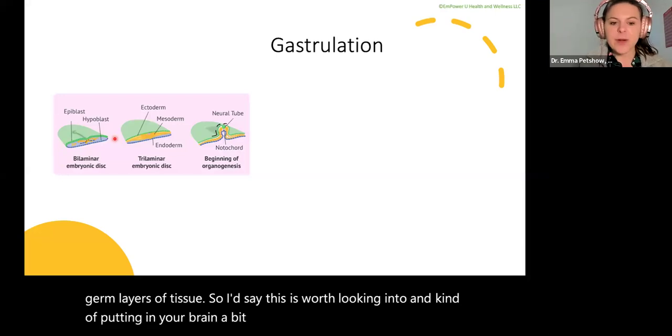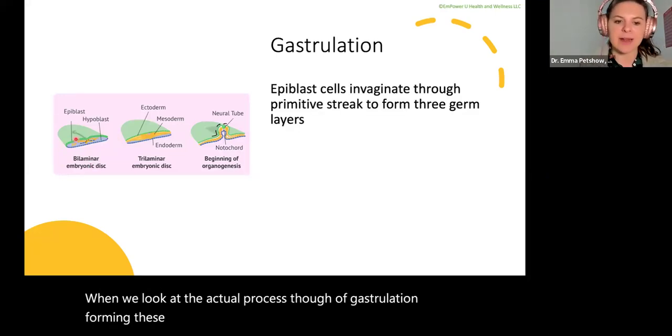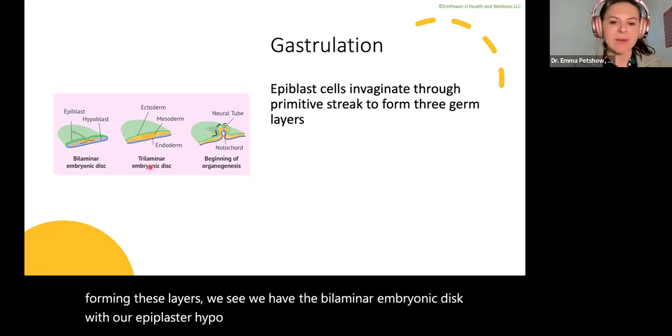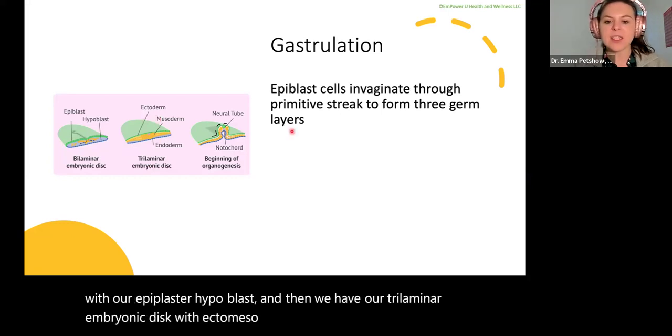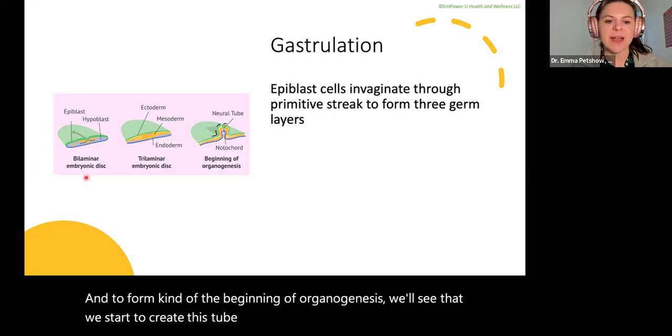When we look at the actual process of gastrulation forming these layers, we see we have the bilaminar embryonic disc with our epiblast and our hypoblast, and then we have our trilaminar embryonic disc with ecto, meso, and endoderm. And to form the beginning of organogenesis, we'll see that we start to create this tube with this notochord. But we'll get there.